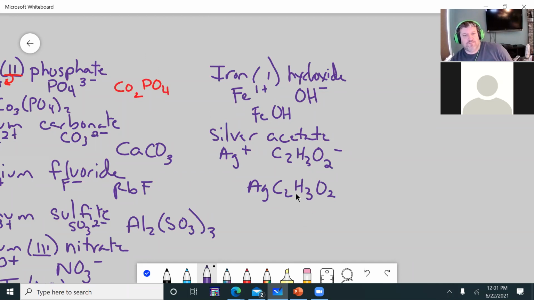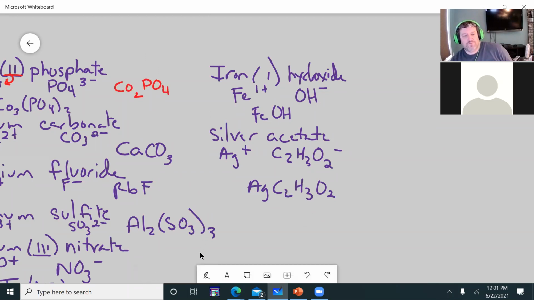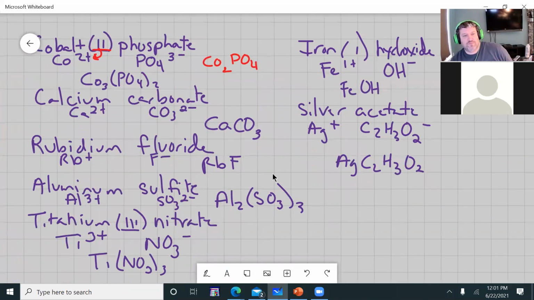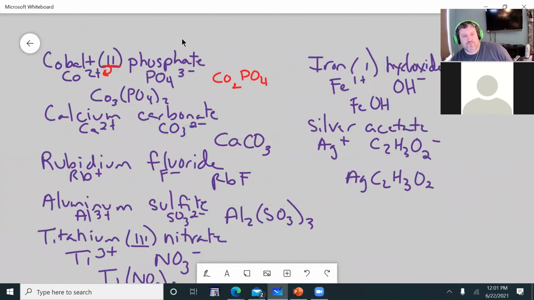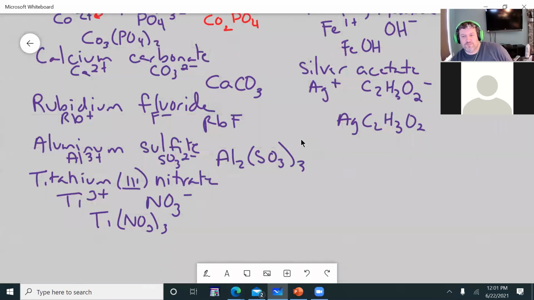Usually people have a more preferred way of doing these. I find this way easier than the other way, going from the name to the formula. Some people prefer going from the formula to the name. So yeah, that is all the ionic stuff. I do want to get to molecular stuff before we leave today, just so you have that in your toolkit when you're doing homework.